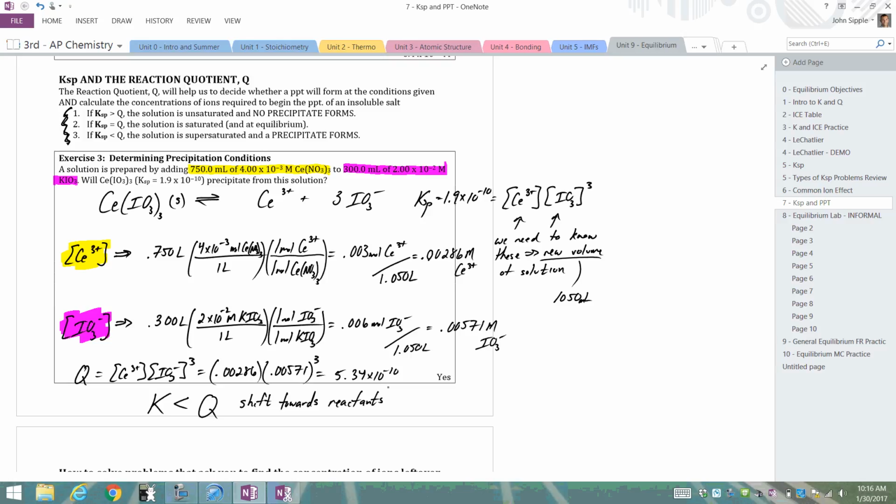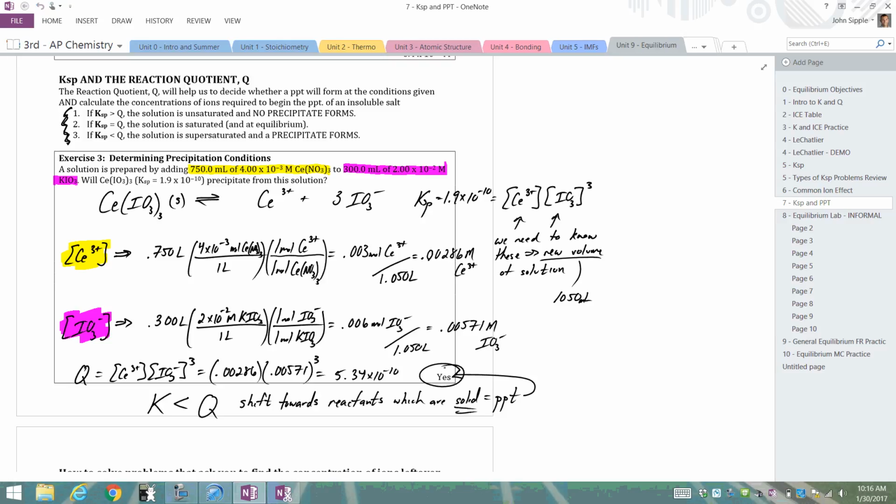Okay? So that's why we get a precipitate. The reaction shifts towards reactants, which are solid, which equals PPT, so that's a yes. We're going to get precipitates. Using my data, we have enough of the ions in solution that are going to combine together to form a precipitate.